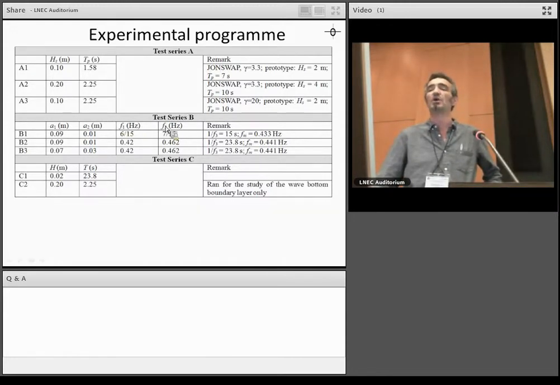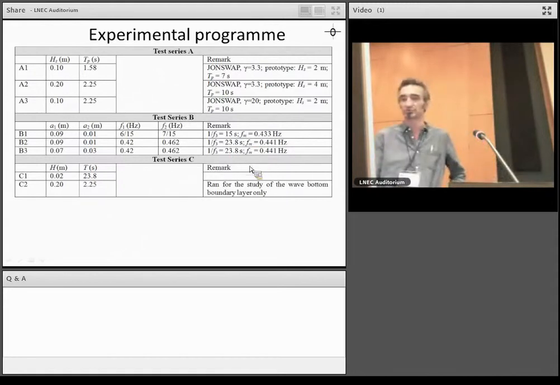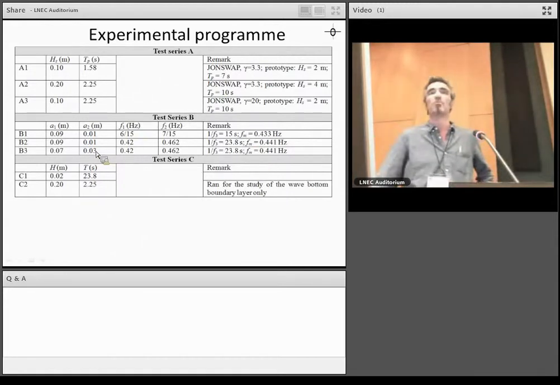There were also monochromatic waves. One is a long period wave, 24 seconds, and the last one was more short waves and more related to the determination of the roughness for the study of the boundary layer.